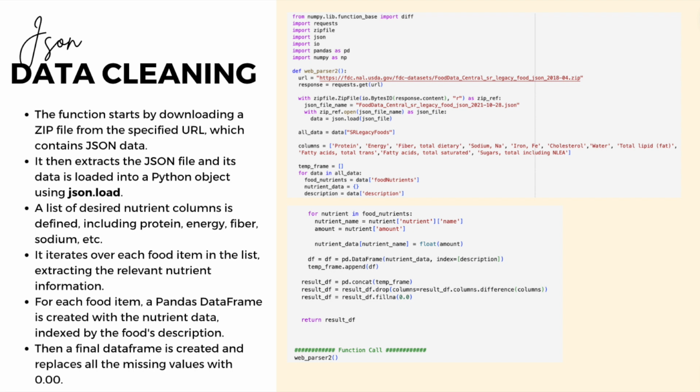The code iterates over each food item in the list and extracts the relevant nutrient information. So for each food item, a pandas data frame is created with the nutrient data indexed by the food's description. After this, a final data frame is created and loops over each line to see if there are missing values, and if it finds missing values, it will replace them with 0.00, a float of 0.